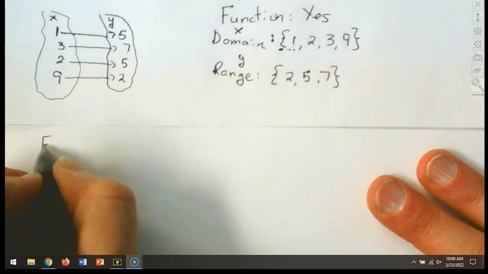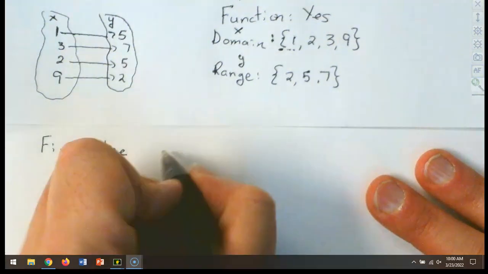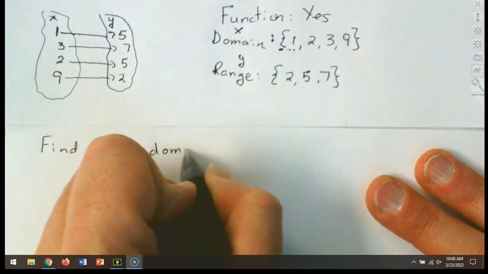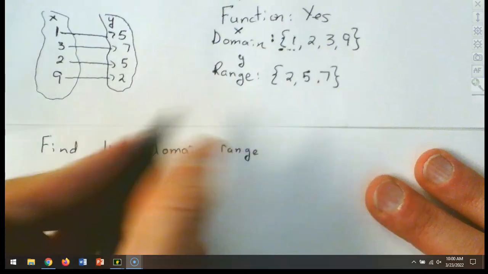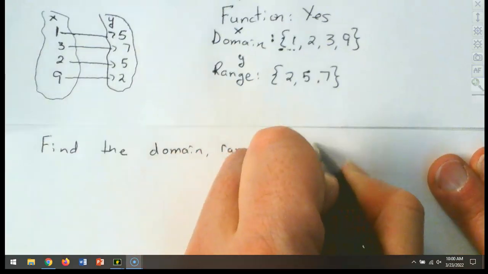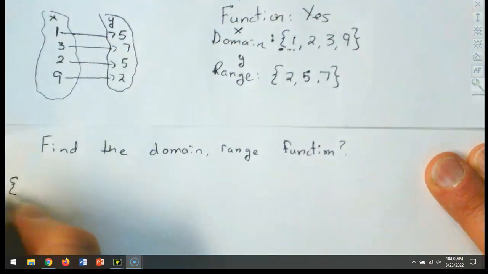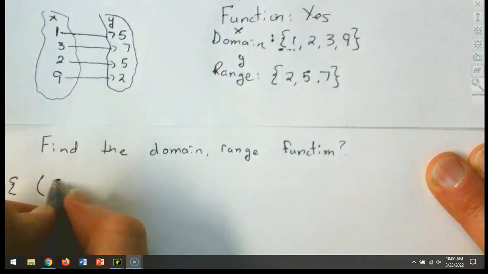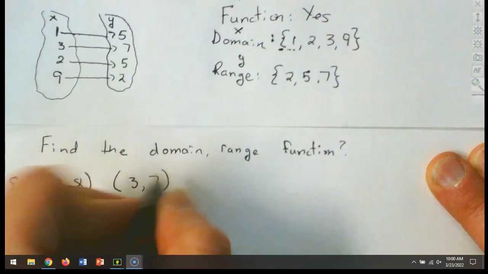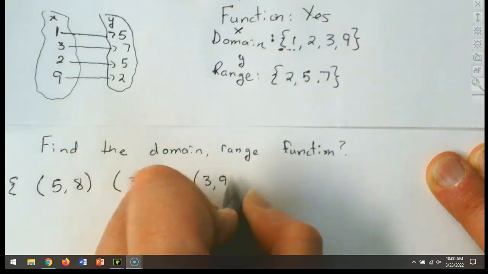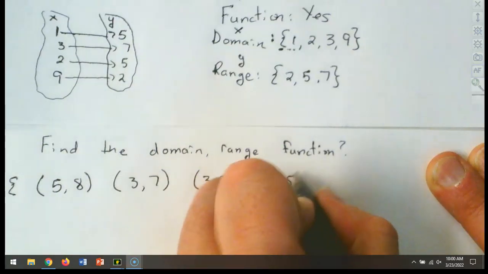And again, we're going to find the domain, range, and we're going to decide if this is a function or not. So here's our ordered pairs. How about (5, 8), (3, 7), (3, 9), (4, 15).